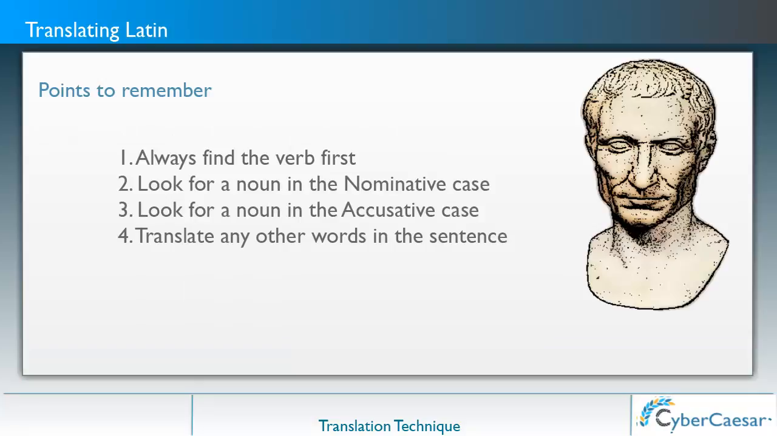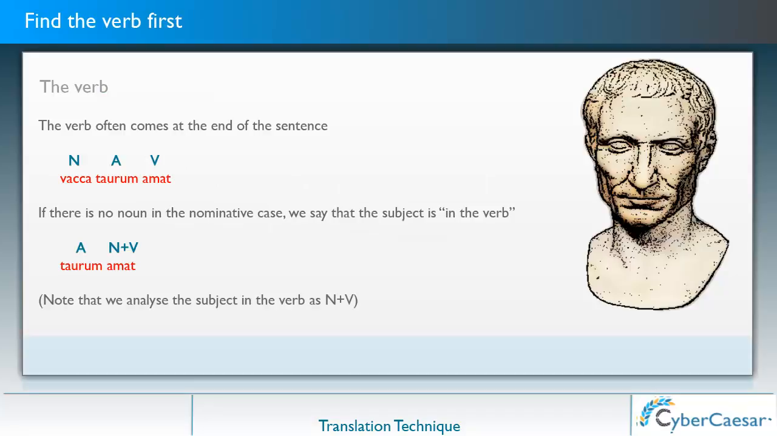Always find the verb first. Look for a noun in the nominative case. Look for a noun in the accusative case. Translate any other words in the sentence. The verb often comes at the end of the sentence. If there is no noun in the nominative case, we say that the subject is in the verb.